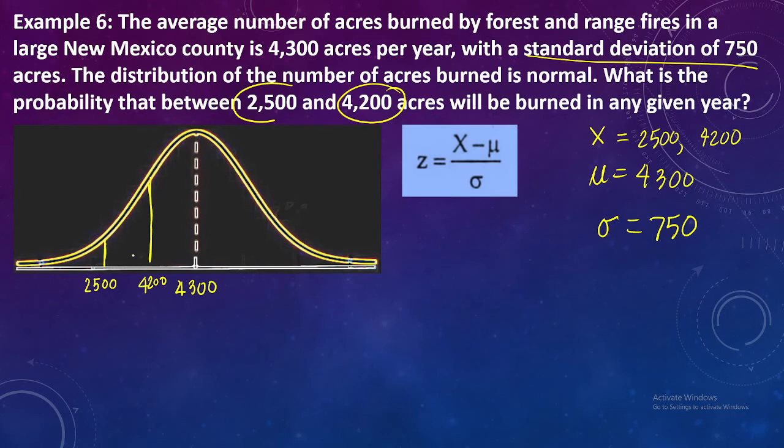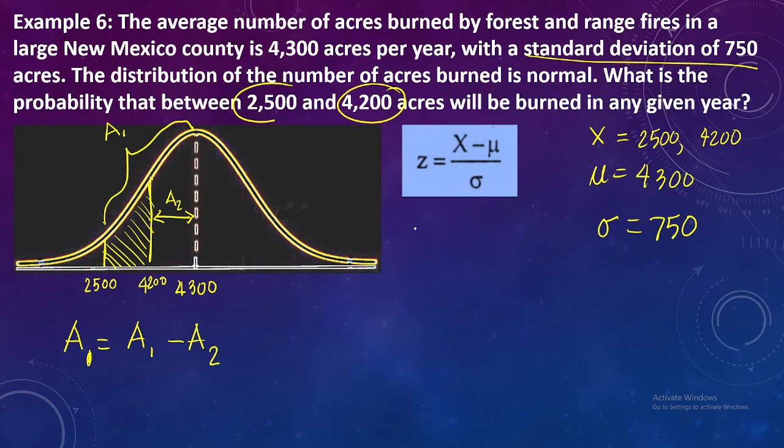Between these two is the area we are looking for. To find the area, I need to solve this area over here. This is area 1. And I need to solve this area over here. This is area 2. What will I do after? I'll be subtracting. The area we are looking for is simply area 1 minus area 2.